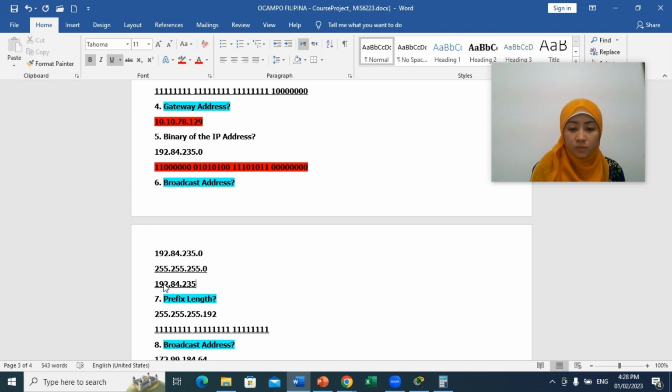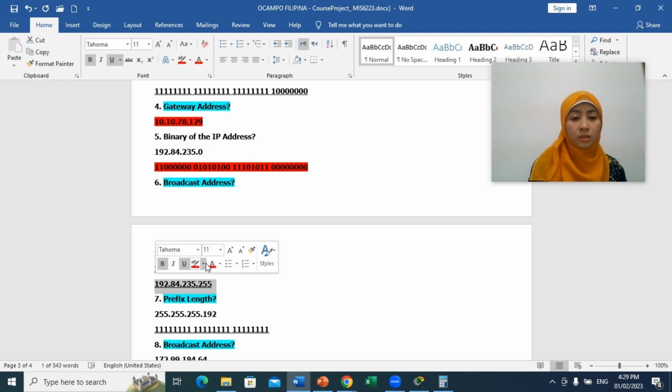So here we will put the 192.84.235, and then we have a zero. So for this one, this zero will be automatically equivalent to 255. So when you see a zero and zero here, it means they are equal. So the value of zero is 255. So the broadcast address is 192.84.235.255. Highlighted this again.